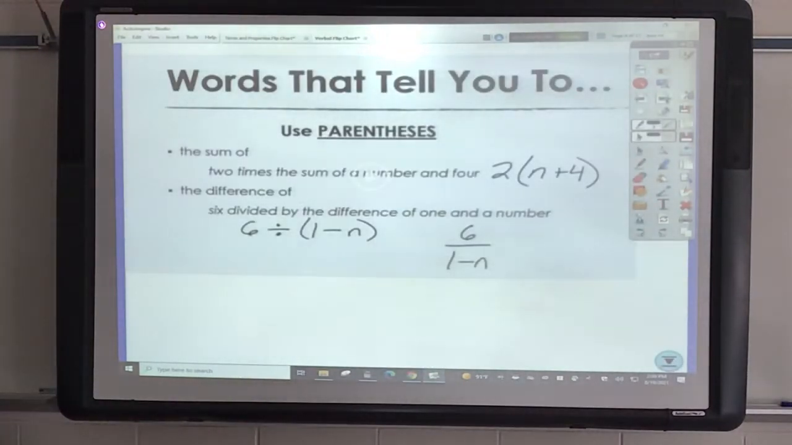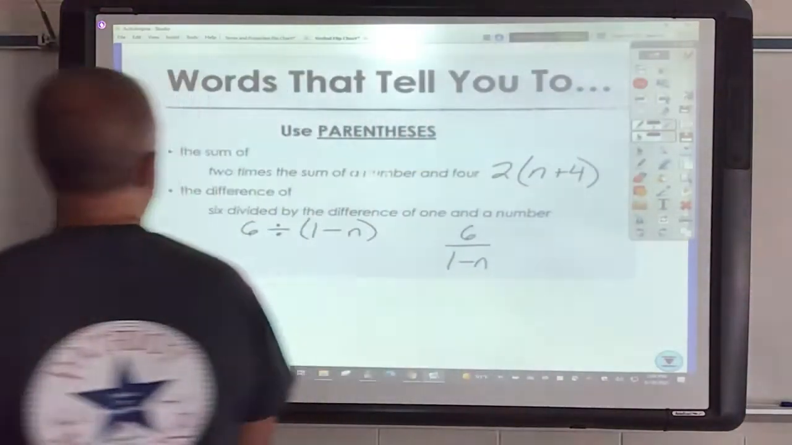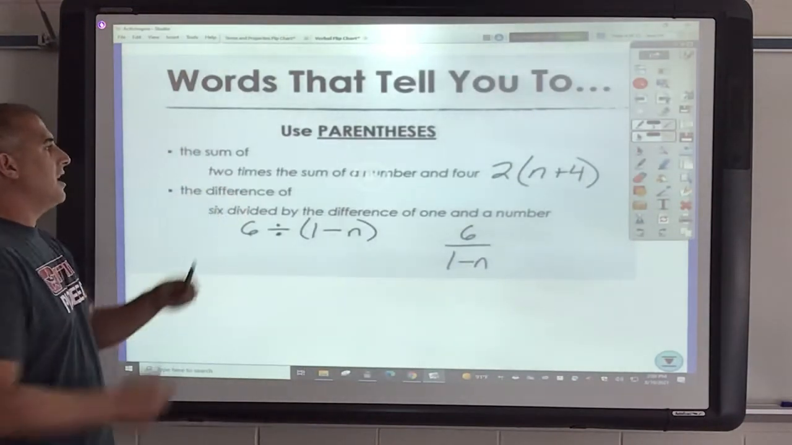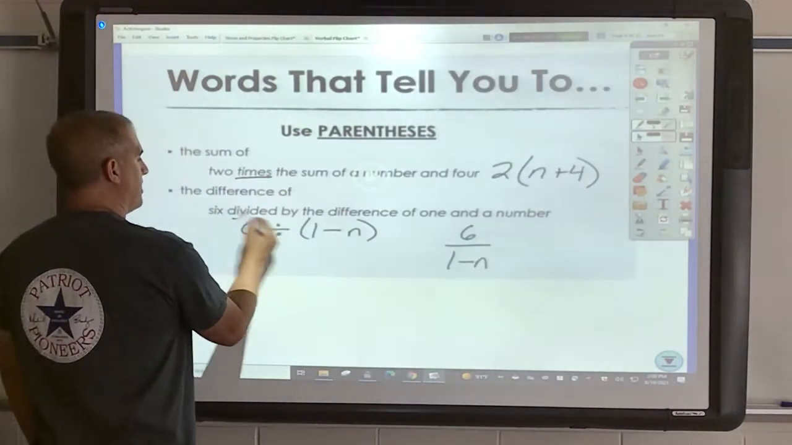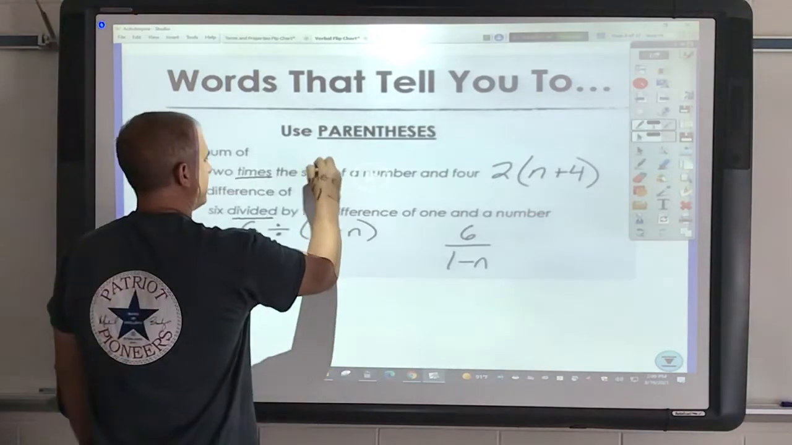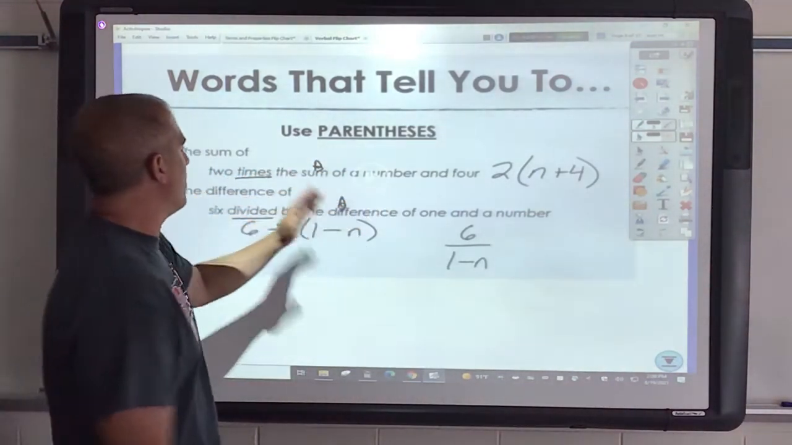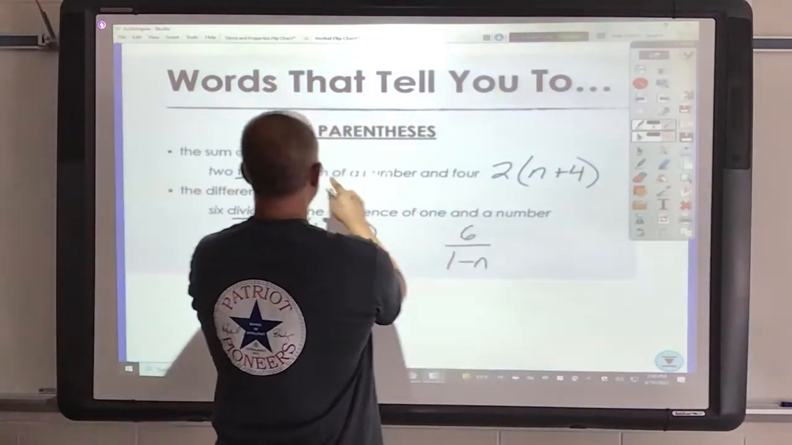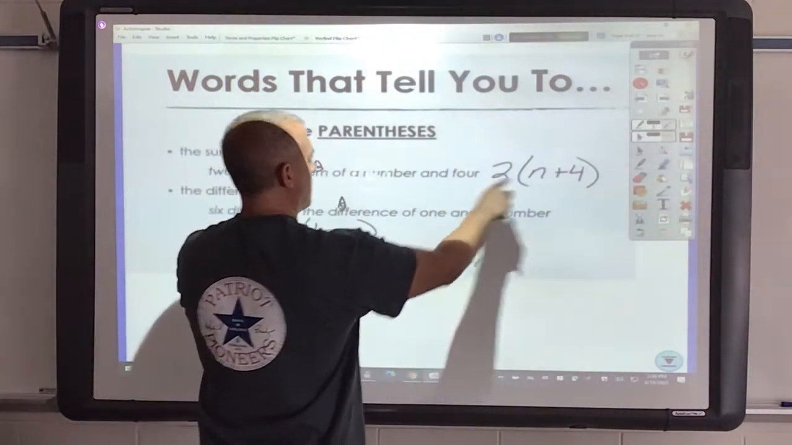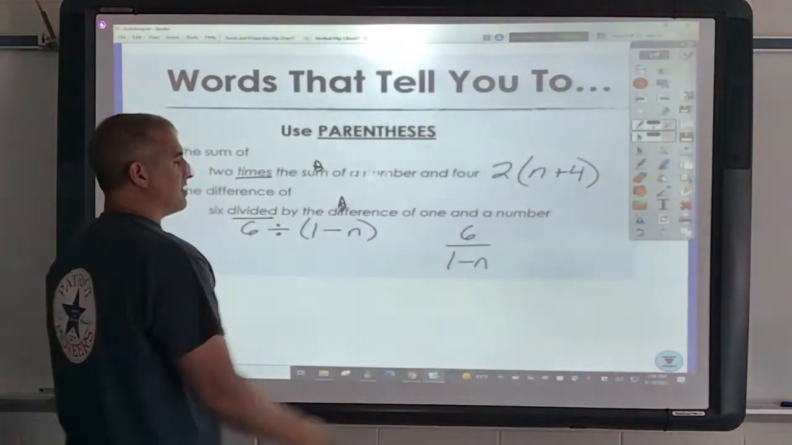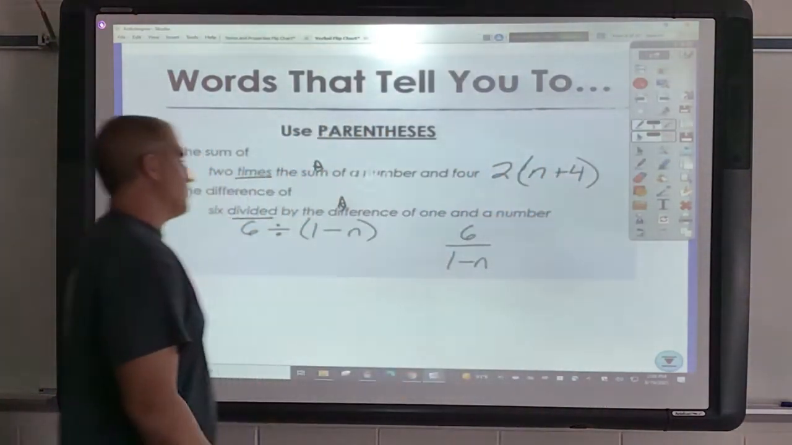Now let's talk about when parentheses comes up. They'll talk about sum operation, and then they'll talk about sum and difference. So when it says 2 times the sum of a number and 4, imagine just reading this part. What would the sum of a number and 4 be? n plus 4. But since it says 2 times that, I put the parentheses.